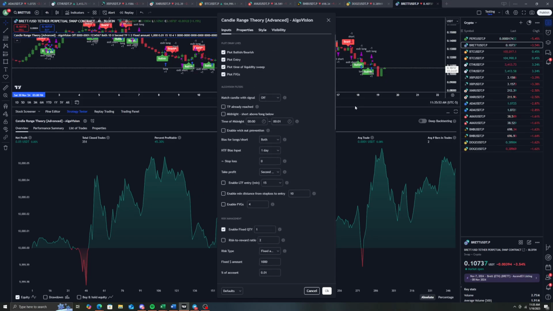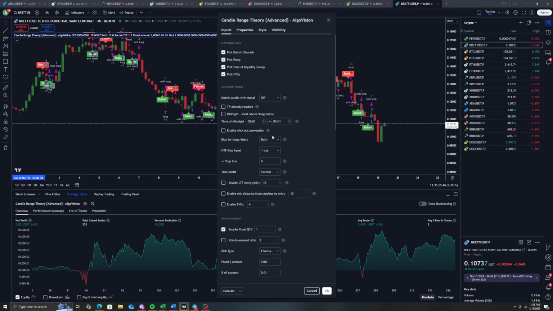Just going through the indicator, I have a whole video, and I'll be posting a newer one about optimizing, but right now I'm just going through the indicator and explaining what everything does.